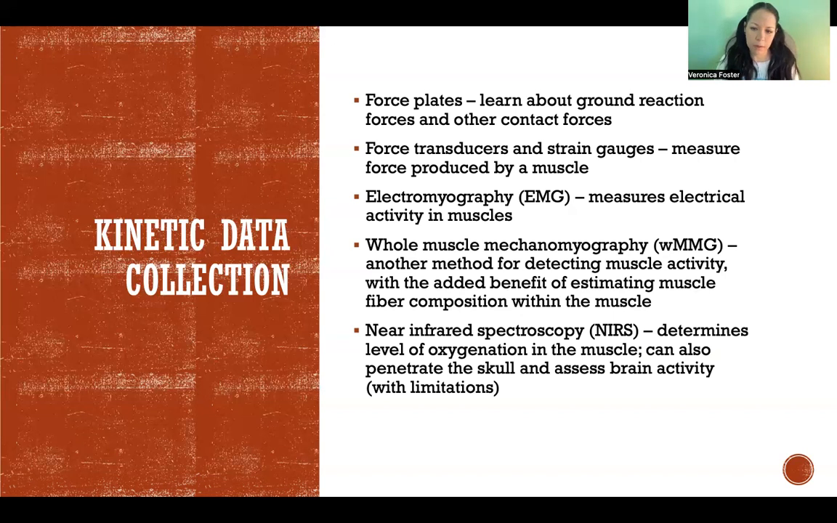Near infrared spectroscopy, sorry, I'm not sure if I'm pronouncing that correctly, but NIRS determines level of oxygenation in the muscle. So it can also penetrate the skull and assess brain activity. It does have limitations in that regard. If you're looking at brain activity, it has to stay very surface on the brain because it's not able to penetrate deeper than that. But it has pretty much the same effect.